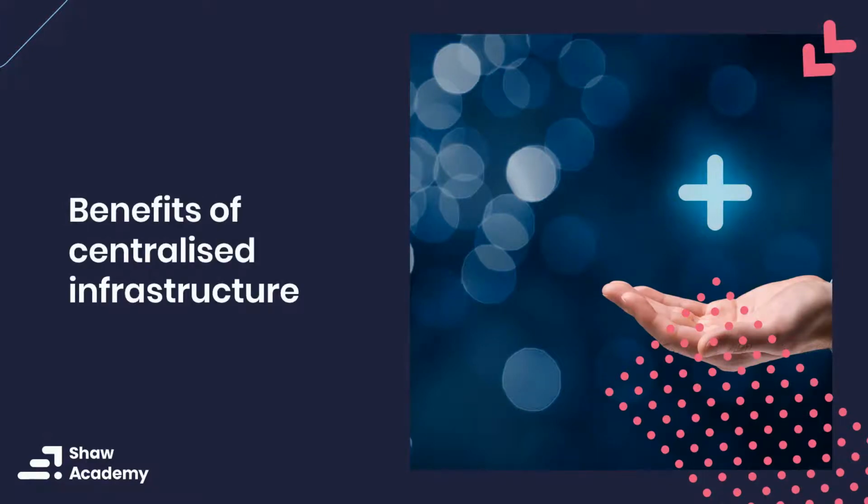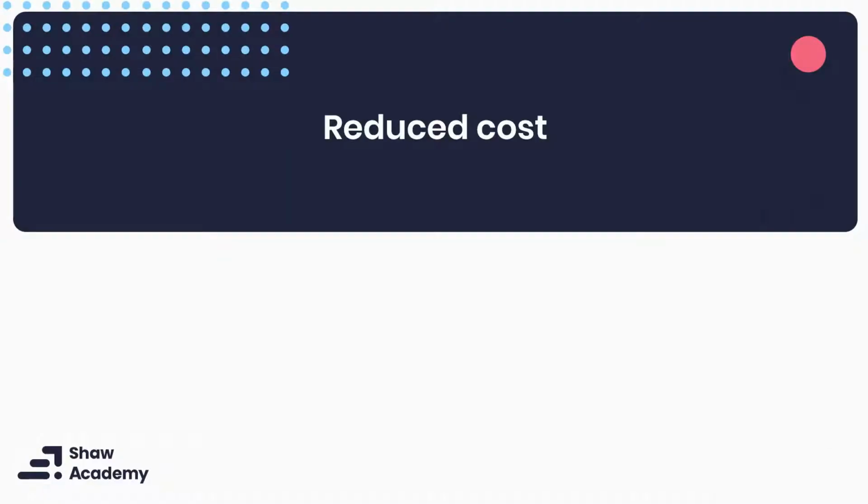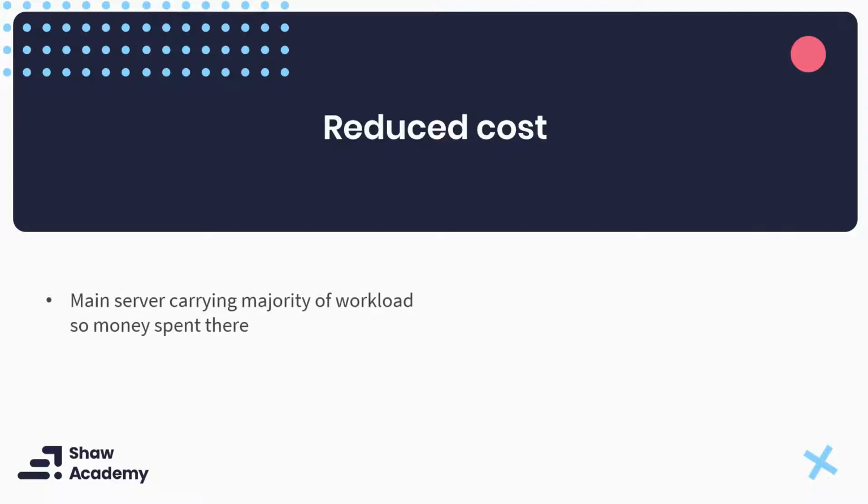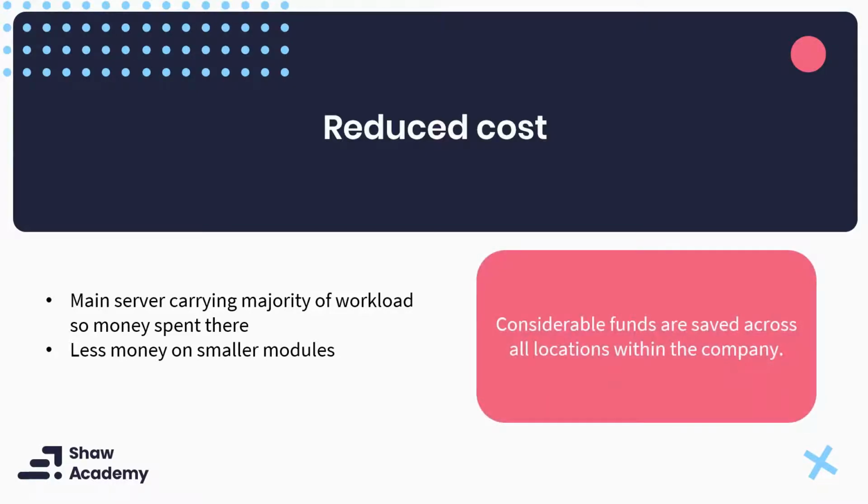The most obvious reason for businesses to adopt a network infrastructure like a centralized one is to ensure the efficiency of the network. There are some benefits to go with a centralized infrastructure. Reduced costs, for example. In a centralized architecture, the main server is carrying most of the workload, and therefore companies can spend more funds acquiring a very sophisticated and dedicated centralized server and less money on the interconnection between the small modules in the remote sites and centralized server. With this system, considerable money is saved across the various locations of the company.